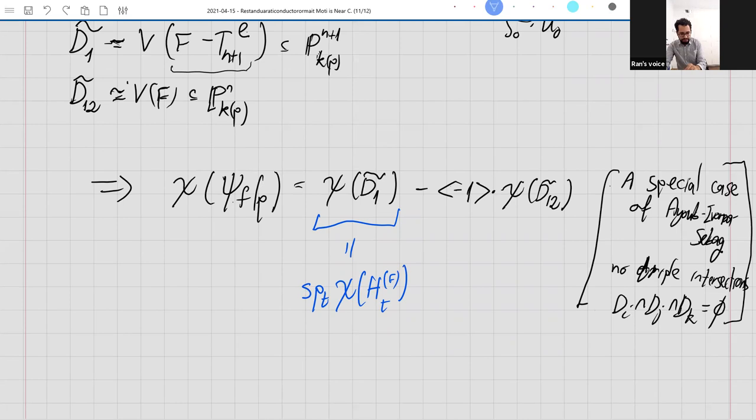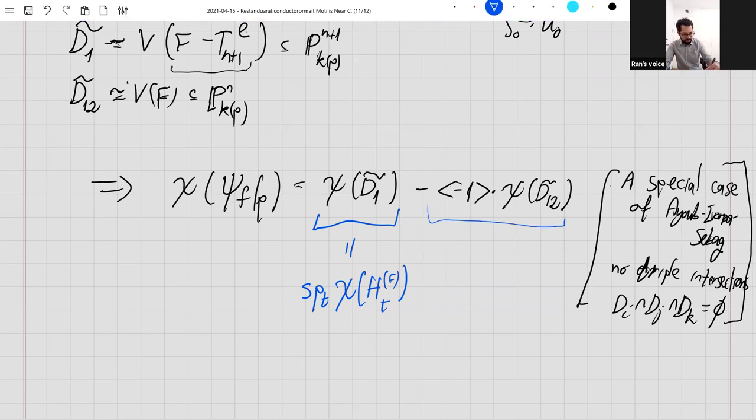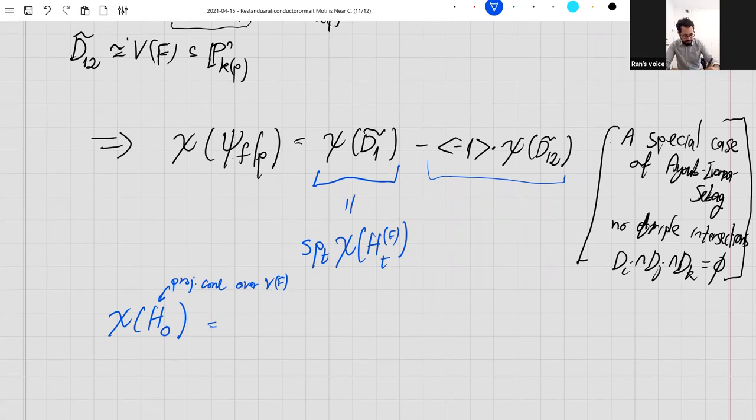And this piece, well, if you remember, then H0 was a projective cone of VF. So it's like A1, so minus 1 is chi of A1 times chi of VF plus 1. So I can remove the point and then I have A1 times A1 times the base. So it's just geometrically, I have this thing.